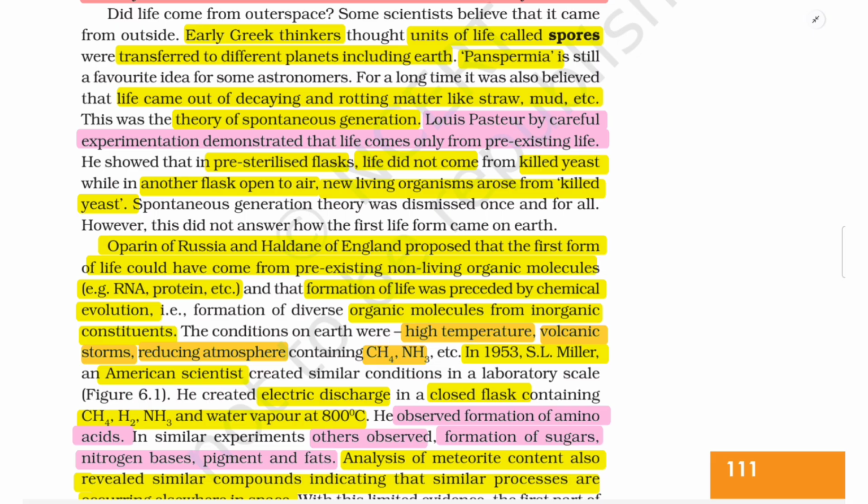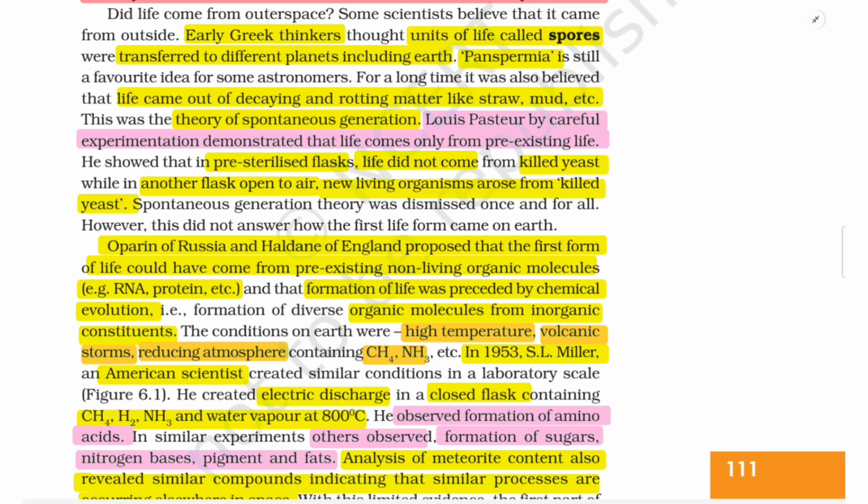Oparin of Russia and Haldane of England proposed that the first form of life could have come from pre-existing non-living organic molecules, example RNA, protein, etc. And that formation of life was preceded by chemical evolution, that is, formation of diverse organic molecules from inorganic constituents. The conditions on Earth were high temperature, volcanic storms, reducing atmosphere containing CH4, NH3, etc.